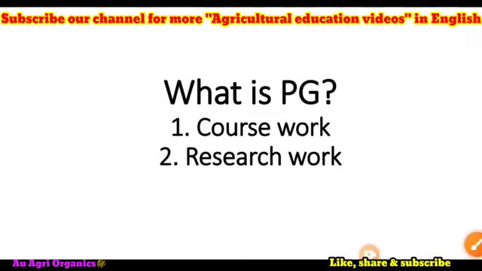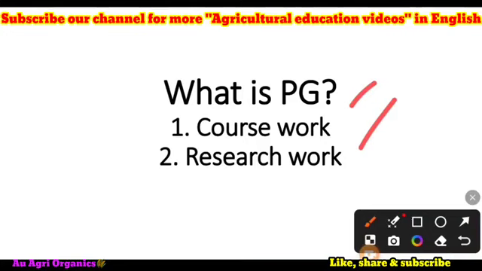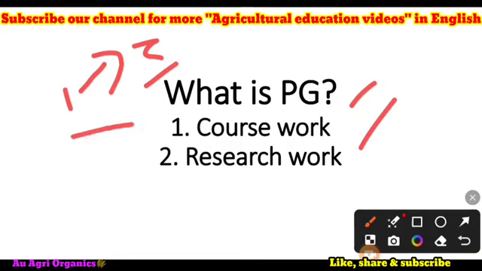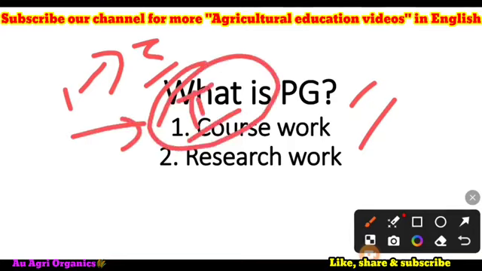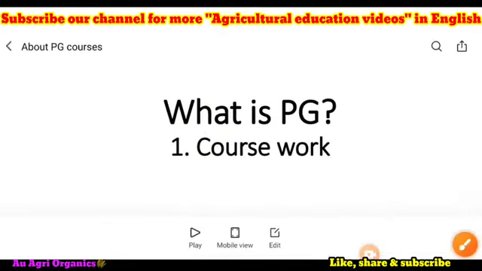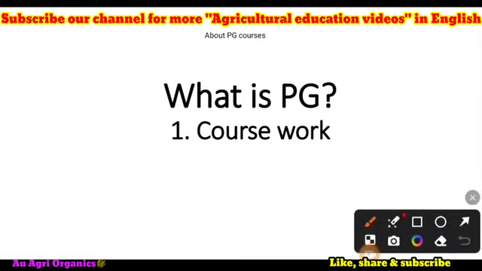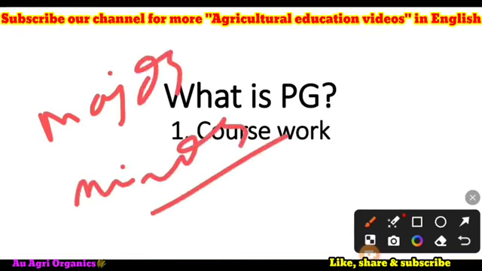So in PG there will be two works, one is coursework and another one is the research work. With regard to the coursework, for the first year there will be two semesters, first semester and second semester. In these two semesters you will be having this coursework. With regard to the coursework, there will be your major courses, that is your department courses, and minor courses that will be related to your department. For example, if you are studying agronomy MSc, then soil science, physiology, biochemistry, statistics, these kinds of courses will be your minor courses.